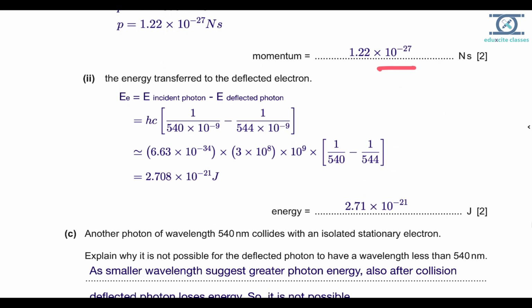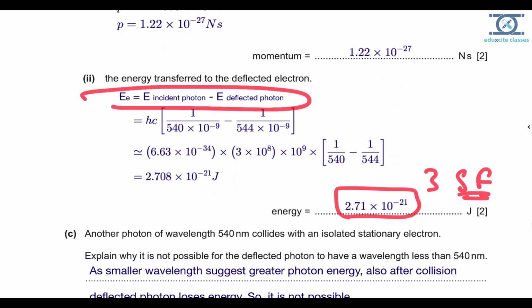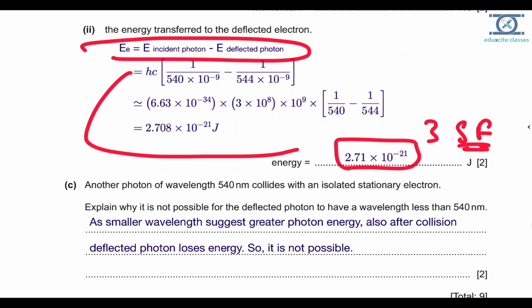Now the energy transferred to the deflected electron will be the incident energy of the photon minus the deflected energy of the photon. That energy will be transferred to the electron. We know that E is equal to hc by lambda. So using the wavelength of the incident photon and the deflected photon, you will get your answer in joule, that is 2.71 into 10 raised to power minus 21 joule in 3 SF. So 1 mark for the formula and 1 mark for correct substitution and correct answer.